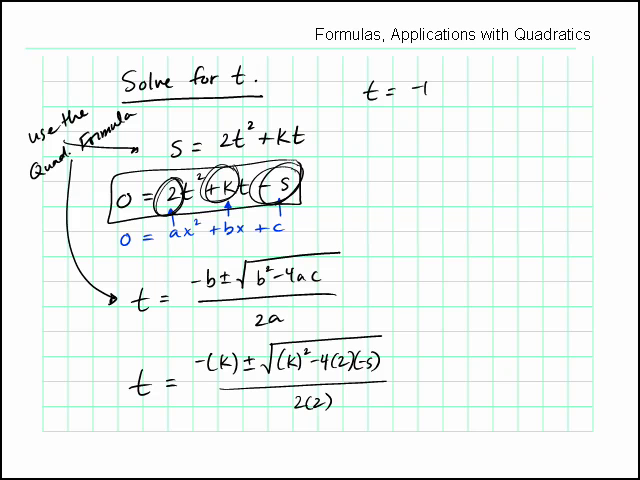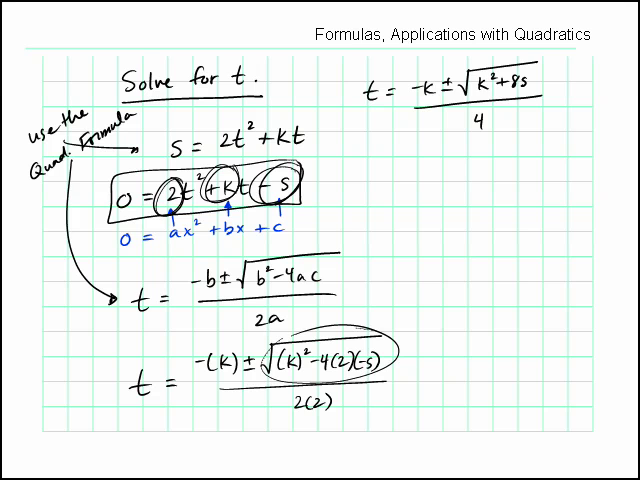We can simplify a little bit. Negative k plus or minus the square root. Under this radical sign, I have k squared, and negative 4 times 2 times negative s is positive 8s, and that's all divided by 4. And that is basically it.